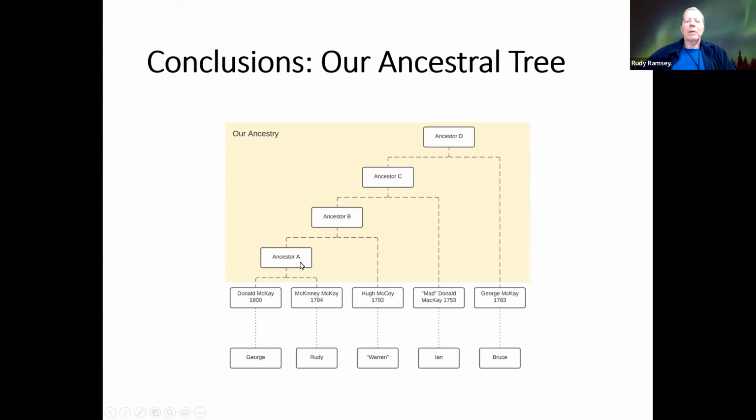I'll call him ancestor A, the most recent common ancestor, if you like, who is common to us. And we both and Hugh have a common ancestor. I'll call him ancestor B here, but we now know that he is at least 1 generation farther back, and that ancestor A is one of his descendants.